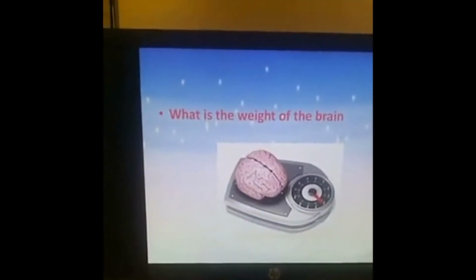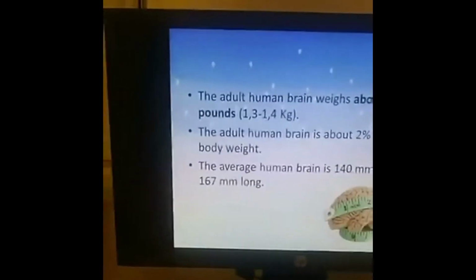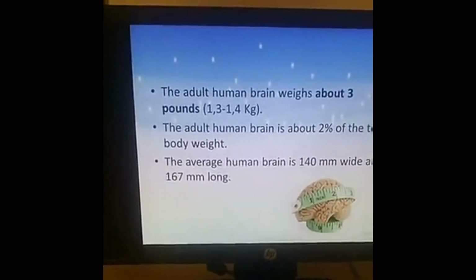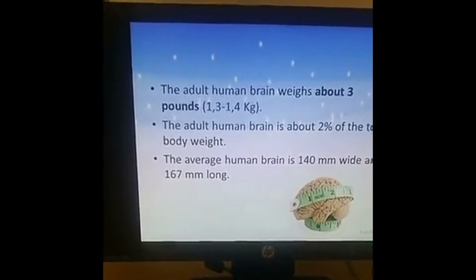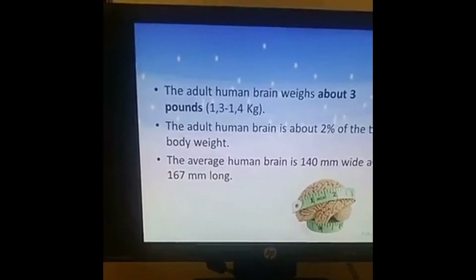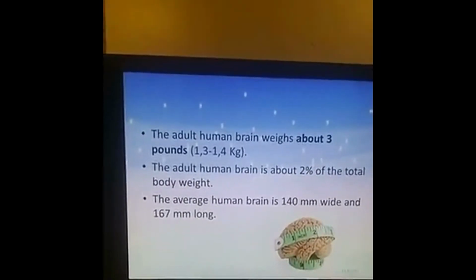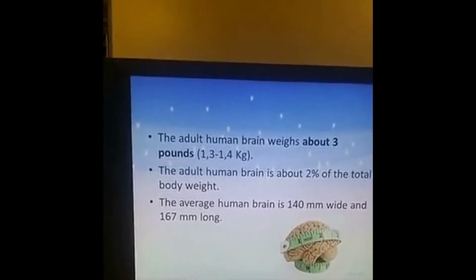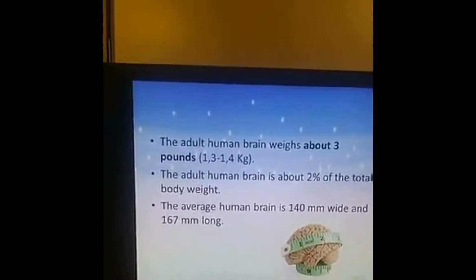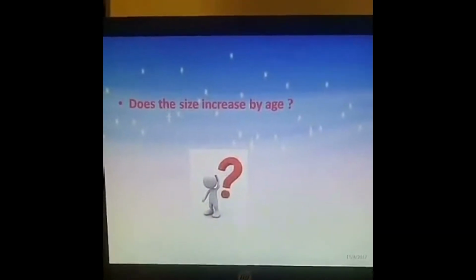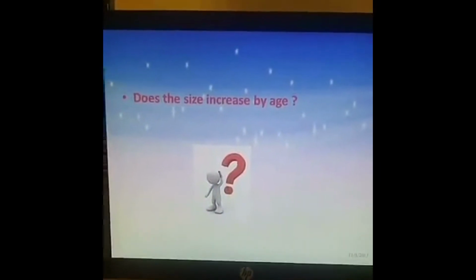Who knows how much the brain weighs? The adult human brain is about 3 pounds. Added to the skull, the weight is about 7 pounds. This is quite a heavy weight sitting on your neck muscle. It also has some contribution to why we have damage of the neck muscle, sprain, strain in many of the accidents we have. The size of the brain increases with age. What do you think? When does the brain stop growing?